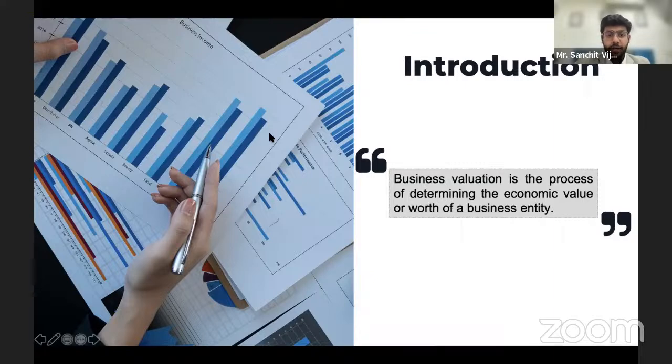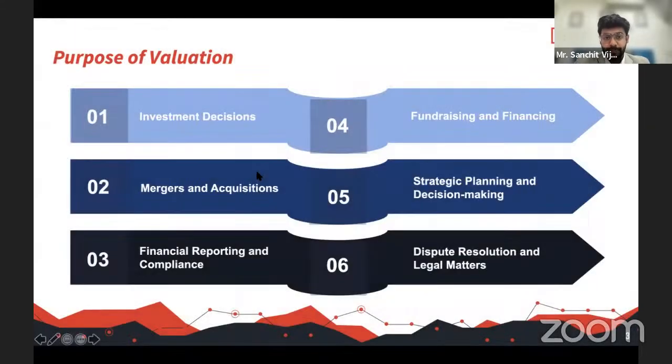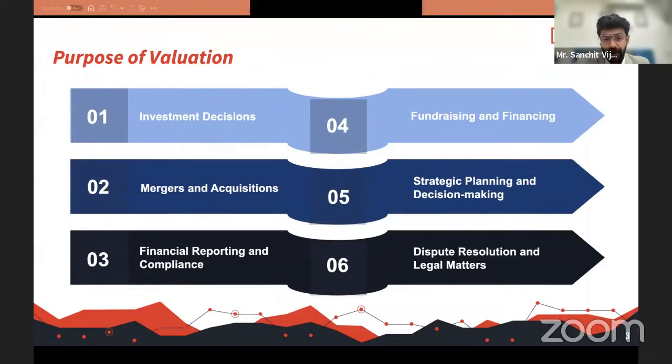Now, coming to the aspect of the purpose. Why do we need to do valuations? The purpose of valuation is to estimate the fair market value of an asset or an entity based on various factors and methodologies. I've listed out a few of the purposes. Let's have a look at them one by one.